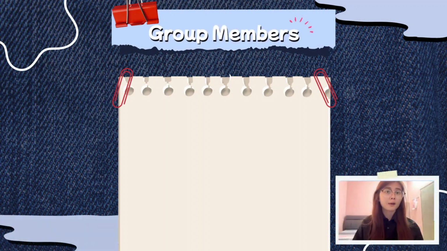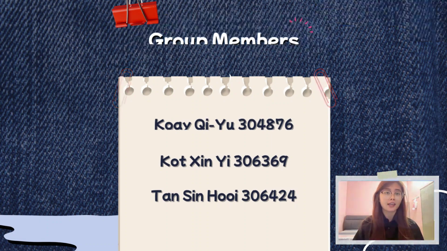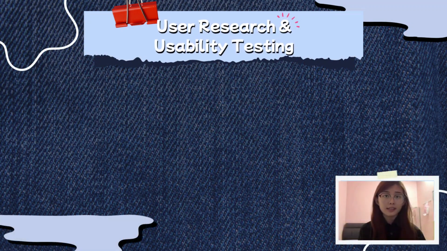This project was completed by our group members. My name is Huoi, matric number 306424. My group members are Koay, matric number 304876, and Koay, matric number 306369. User research and usability testing.